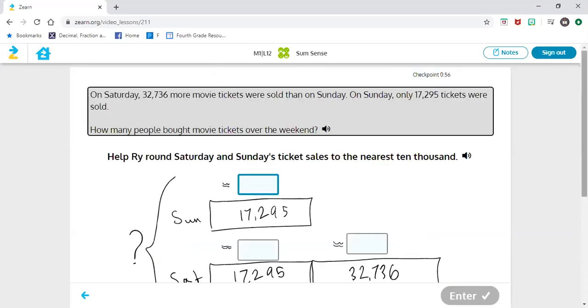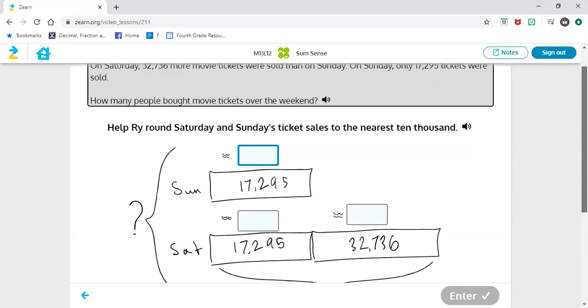Okay, so we're going to estimate and we're going to round to the nearest 10,000. So two weeks ago, we did rounding. You see how when we learn a skill, we continue to use it. So math is really based on skills that we continue to use. So we're going to round to the nearest 10,000.